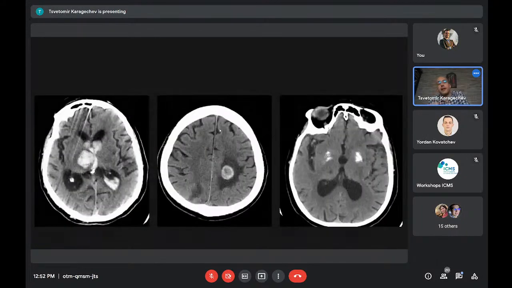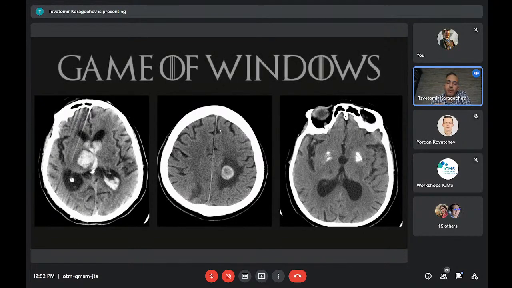So again, our three pictures, maybe you recognize one of them already. Just so you can take something as a home message, I will teach you how to distinguish between these three, and we're going to play something that I would like to call a game of windows.